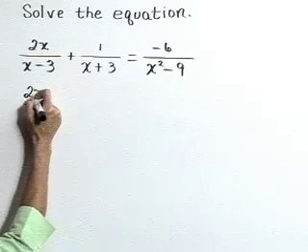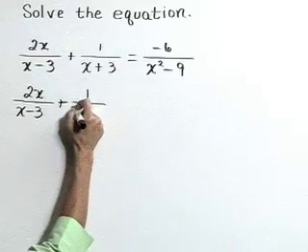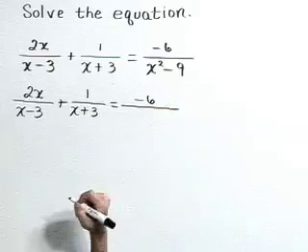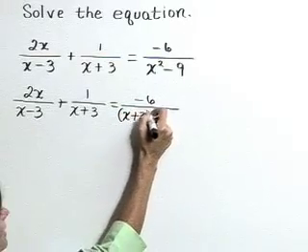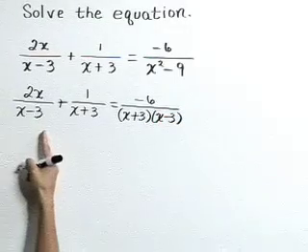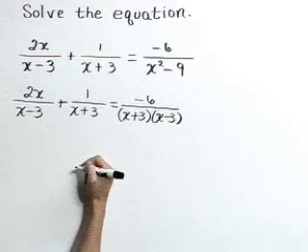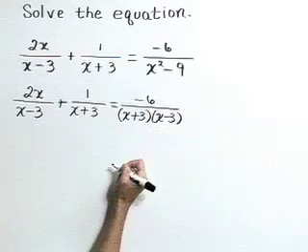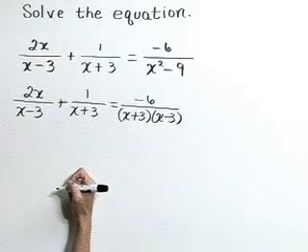Rewriting the equation, 2x over x minus 3 plus 1 over x plus 3 is equal to negative 6 over, this is a difference of squares and it factors as x plus 3 times x minus 3. Now our lowest common denominator contains every factor that we see in the denominators, the greatest number of times that they appear in any one of them. These are all first powers, so our lowest common denominator is x plus 3 times x minus 3.